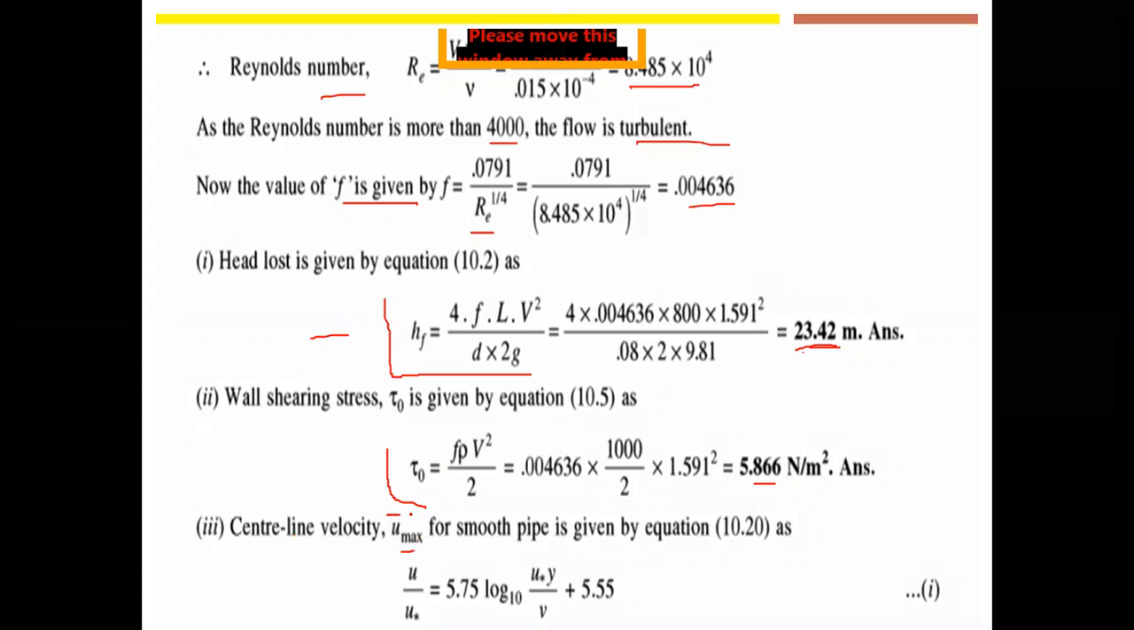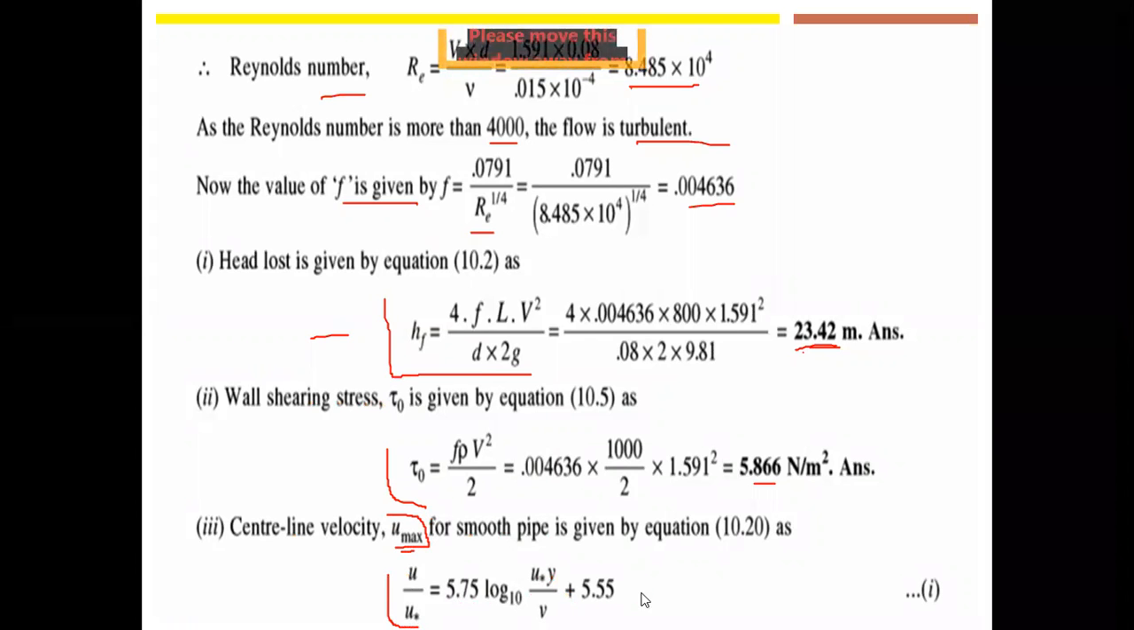Now the center line velocity, u max. These symbols, the notations, you have to keep in mind. Center line velocity u max, shear stress tau 0. For smooth flows it is given by the formula. So the center line velocity formula is this one: u by u star is equal to 5.75 log 10 of u star into y by nu, plus 5.55.